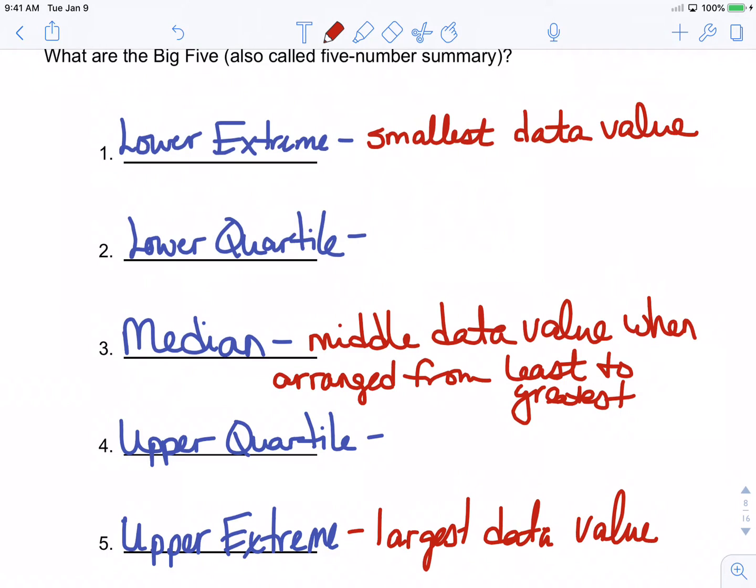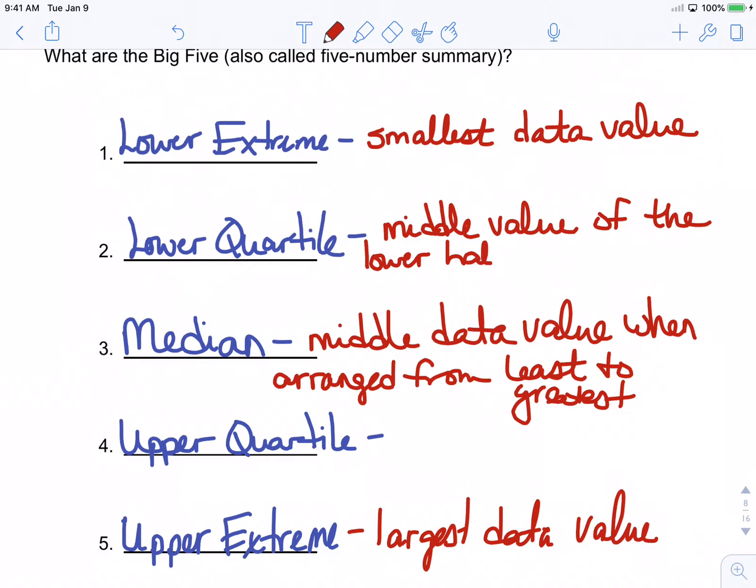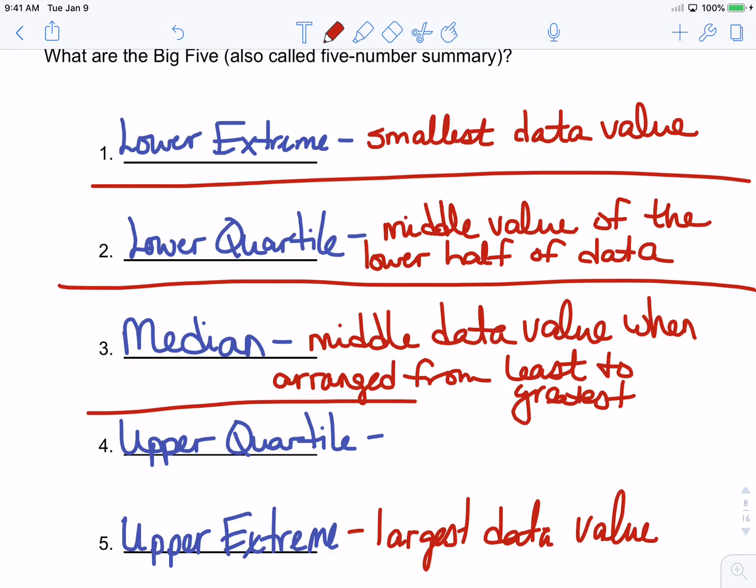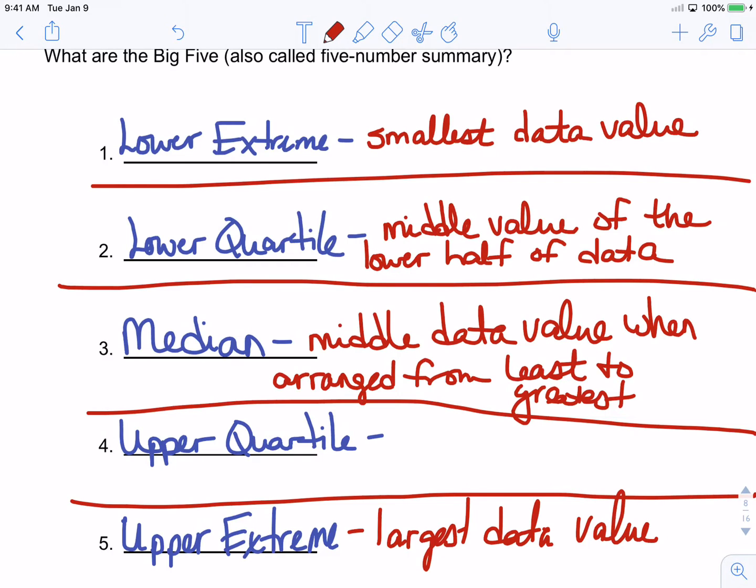So quartile, quarter, we're going to be dividing this graph into quarters, fourths. The lower quartile is going to be the middle value of the lower half of data. So now I'm taking the lower half and dividing that in half. That's how we get those quartiles. So we know the median is the middle number, and then the upper quartile is going to be the middle of the upper half of the data.